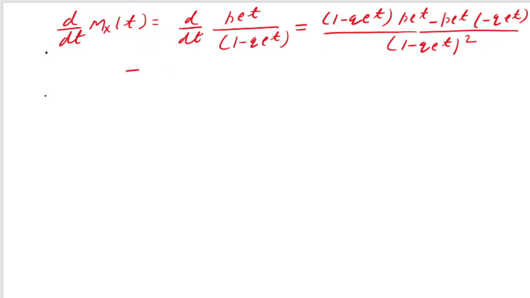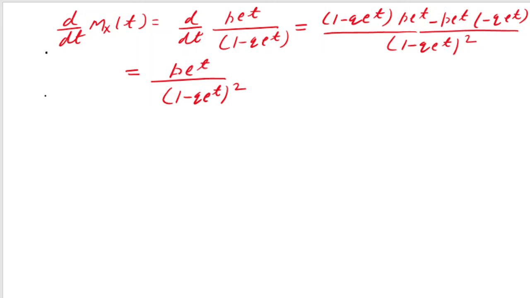So if you simplify it, what will you get? Can I write it directly? You have minus and you have p, so p q e^t into e^t, and looking at this minus and this minus, it will become plus. So the p q e^(2t) terms, the plus and minus terms, will cancel. So in the numerator you will get p e^t divided by (1 minus q e^t) whole square. So this is your d by dt.